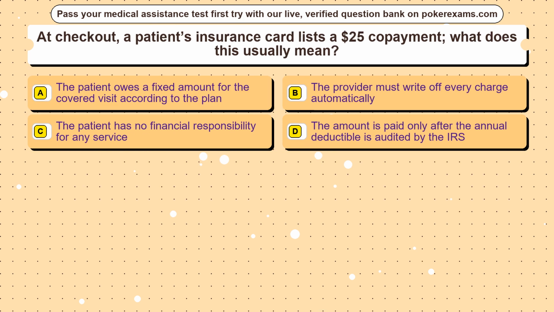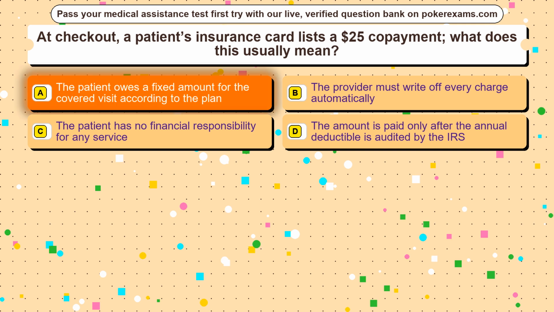Question 37. At checkout, a patient's insurance card lists a $25 copayment. What does this usually mean? Option A. The patient owes a fixed amount for the covered visit according to the plan. Option B. The provider must write off every charge automatically. Option C. The patient has no financial responsibility for any service. Option D. The amount is paid only after the annual deductible is audited by the IRS.